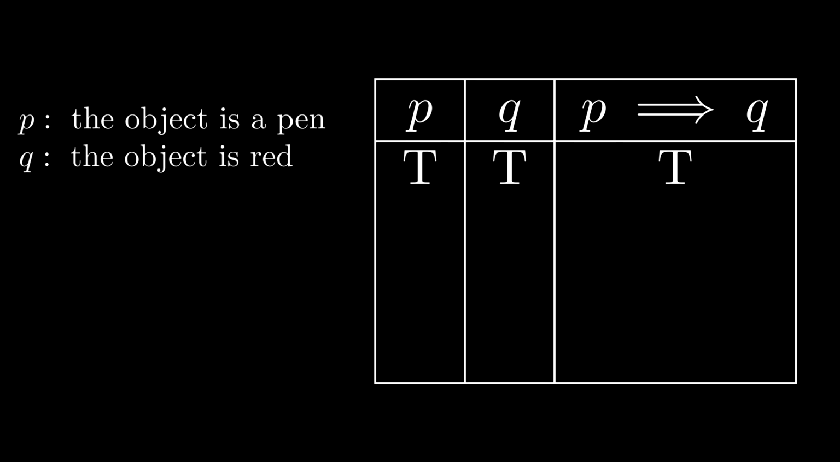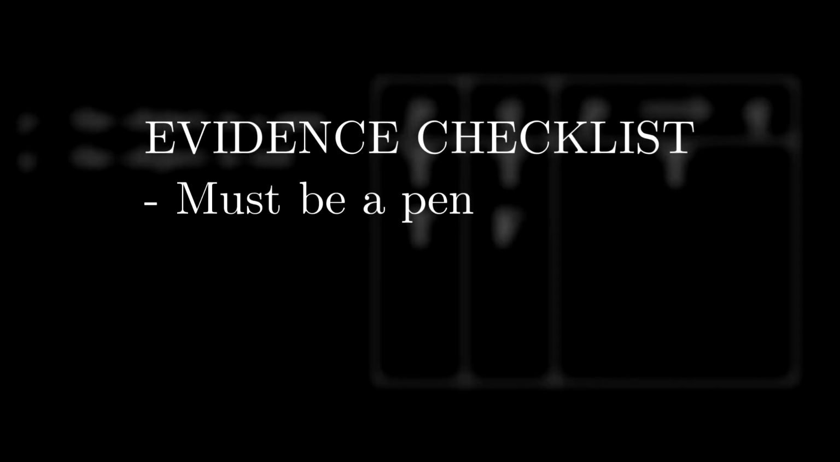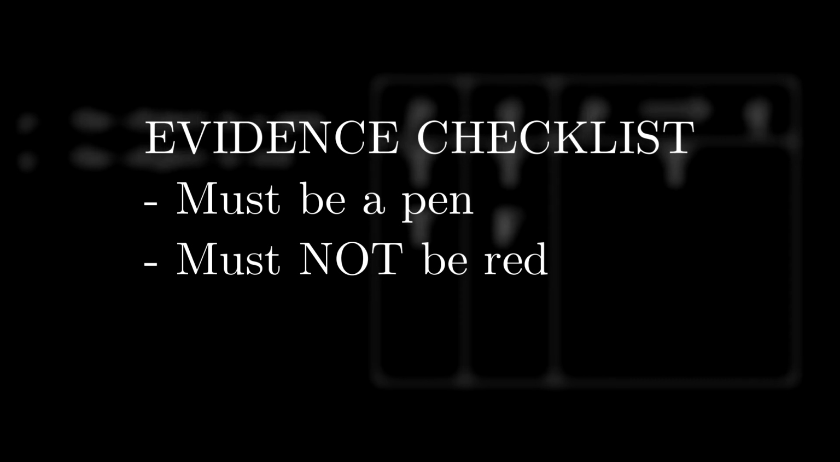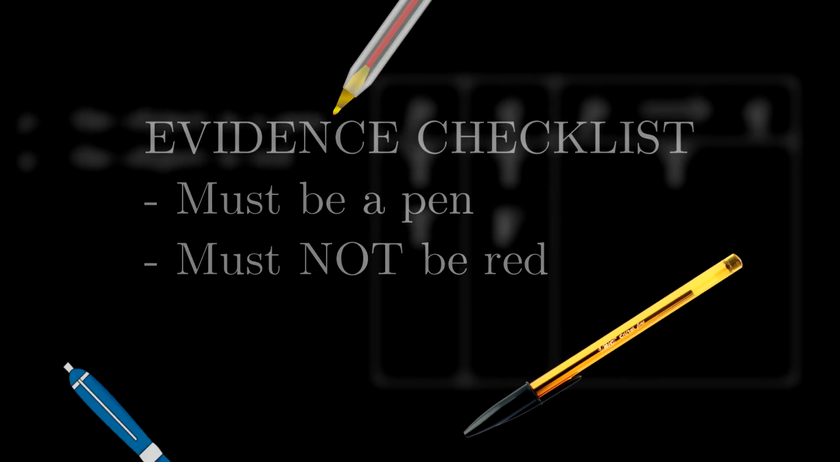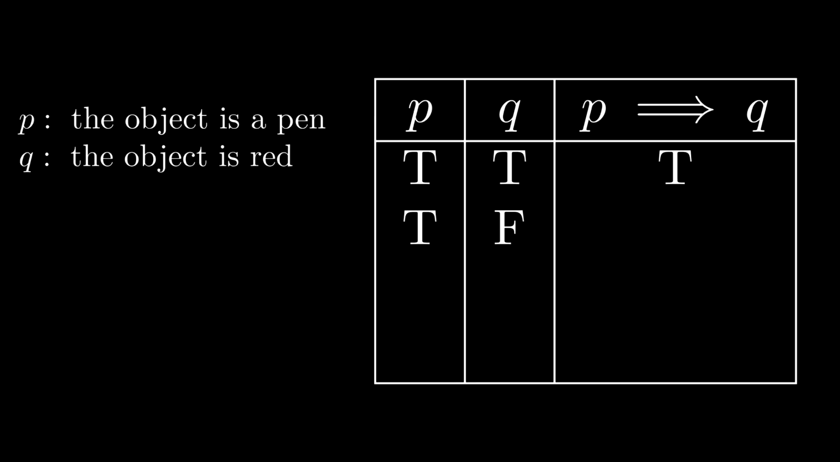In the second row, where P is true but Q is false, we are asked to sample objects that are pens, P being true, but are not colored red, Q being false. So for example, we could sample blue, yellow, or any other colored pens, so long as they're not red. It shouldn't be too hard to see that any evidence of this form would always disprove the claim that all pens are red, since we aren't allowed to sample pens that are red in the first place, and so we say it's false.